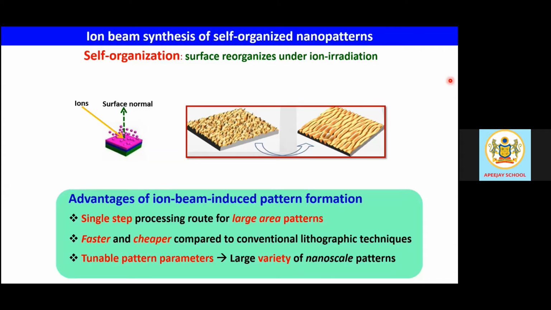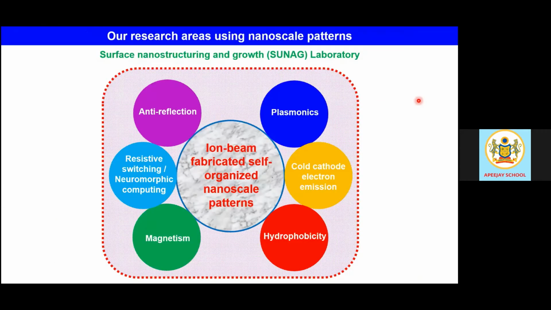Now, let me tell you today our major research areas using nanoscale patterned surfaces in our laboratory, which is known as Surface Nanostructuring and Growth Laboratory at Institute of Physics, Bhubaneswar. As you can see, once we fabricate these self-organized nanoscale patterns on a wide variety of materials, we not only fabricate, but also try to understand the underlying physics-related mechanisms which give rise to such pattern formation.